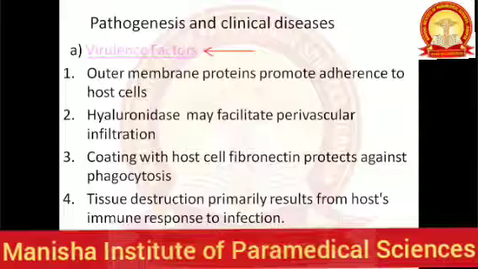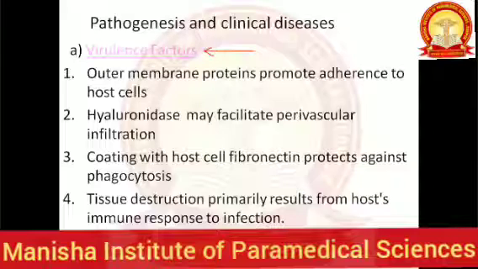The third thing is that they have a coating of host cell fibronectin proteins, and these fibronectin proteins protect them against phagocytosis. And tissue disruption primarily results from the host immune response to infection.